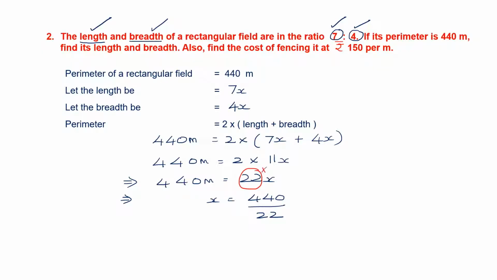Here it is multiplication. When it goes to the other side, it becomes division. Now I can cancel. 22 2s are 44 and a 0, 20. So I have found the value of x to be 20.